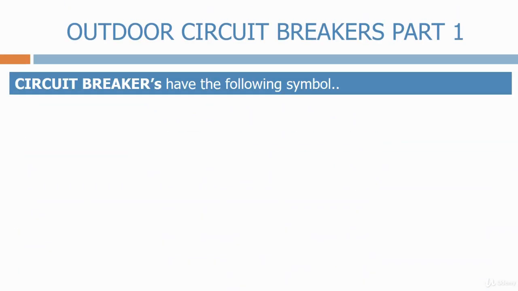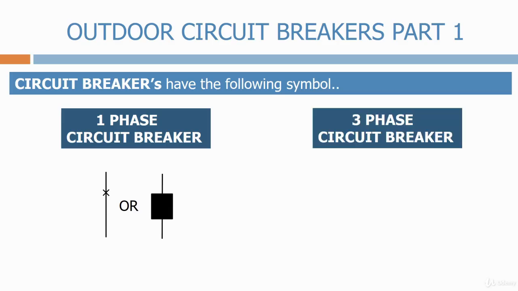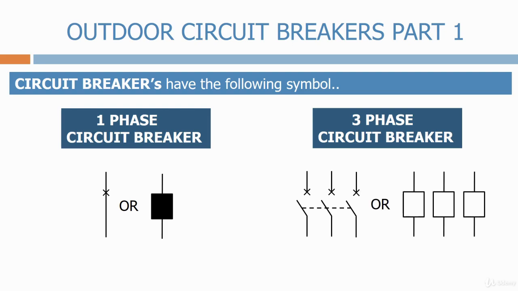Circuit breakers have the following symbol. Firstly, for a single-phase circuit breaker, we use this symbol or this symbol. This is the circuit breaker in the open position. In the closed position, we use this symbol. Next, for a three-phase circuit breaker, we use this symbol or this symbol.